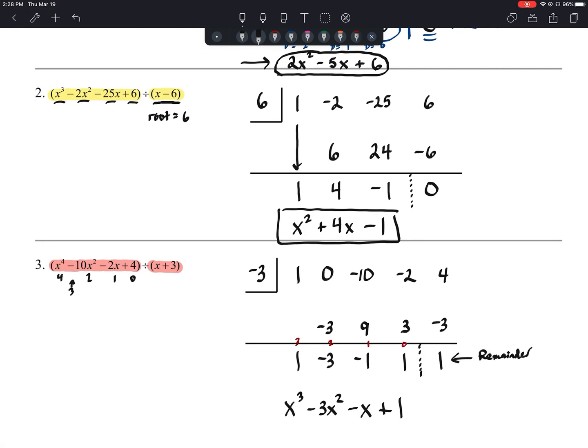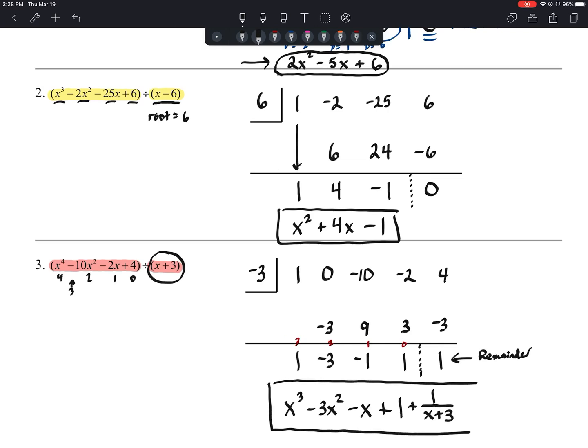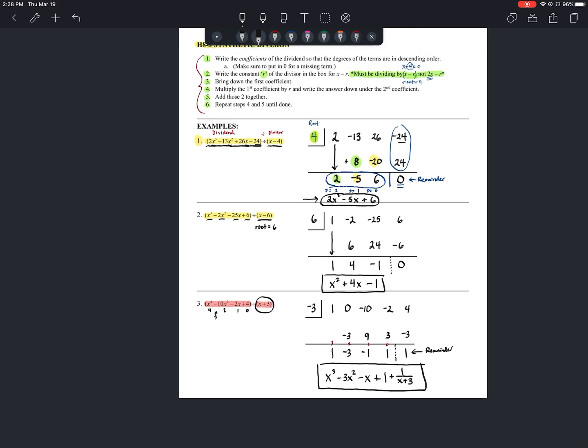We're going to take our remainder, and remember we put it over our divisor. So since it's positive, I'll say plus 1 over the quantity of x plus 3. Just like you did with the area models in terms of the remainder. So take the remainder and put it over the divisor. All right, that was example 3. Let's do another one.